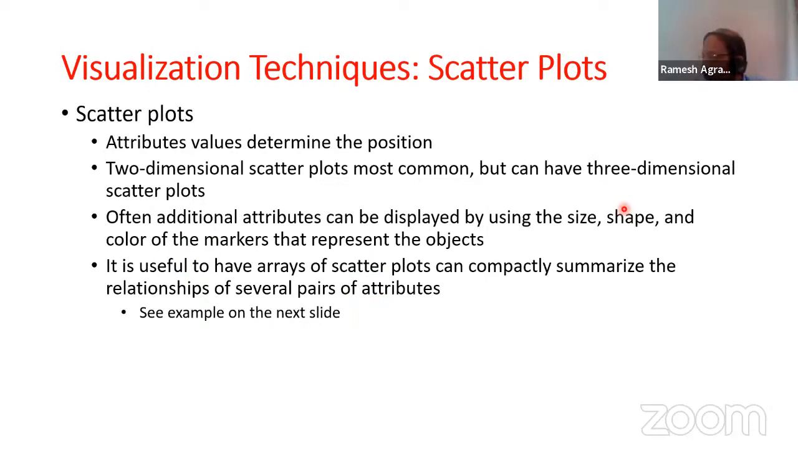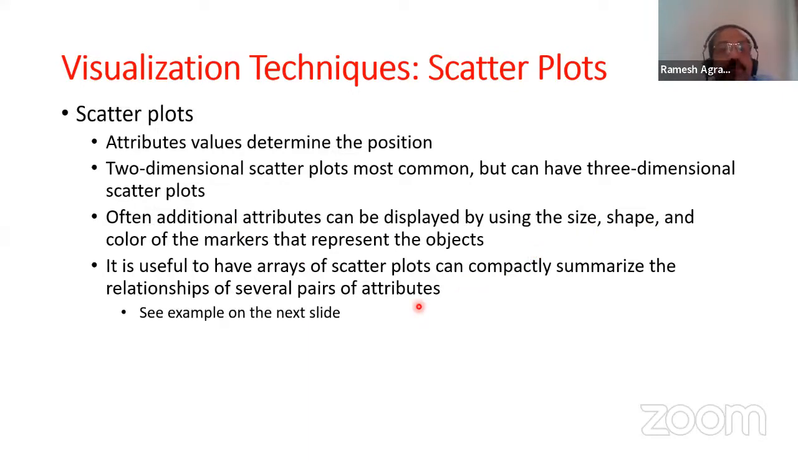Then we also talk about scatter plots. So what are scatter plots? Basically, attribute values determine the position, and you will plot two-dimensional scatter plots most often, but we can also plot three-dimensional. We cannot plot a four-dimensional scatter plot, because it will be difficult to analyze four variables. Often we represent attribute values with the help of size, shape, and color. I'll show with the help of an example.